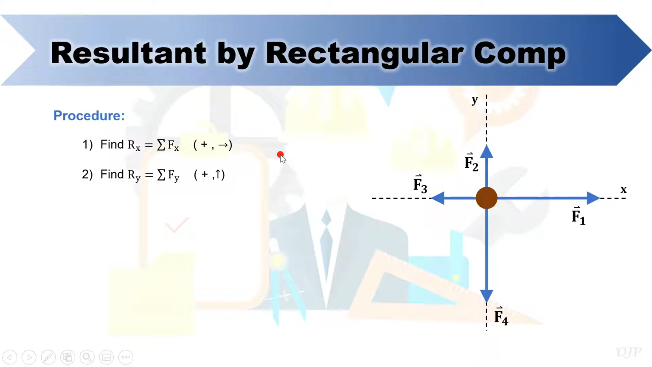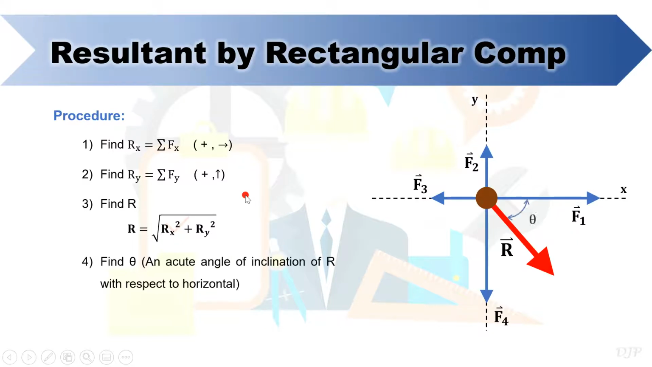Second, find the resultant along the vertical or y-axis by summing all the vertical components of the given forces. You may designate all forces directed upward as positive, thus forces directed downward are negative. Third, after reducing all the given forces into two components, the magnitude of the resultant can now be solved using the Pythagorean theorem.